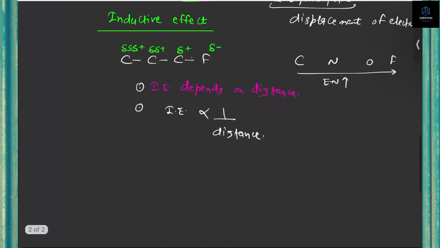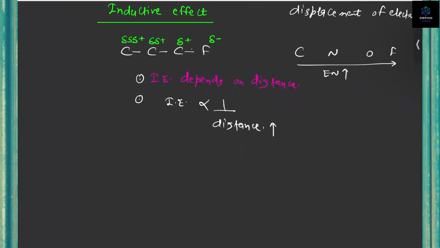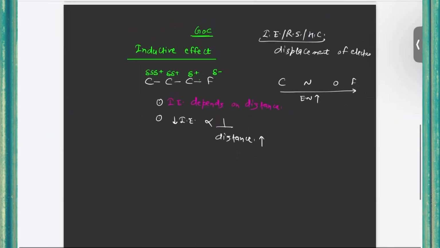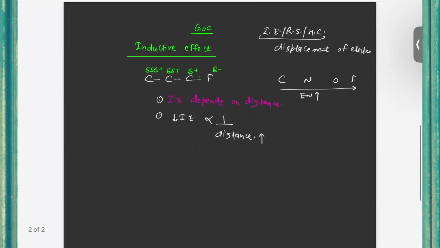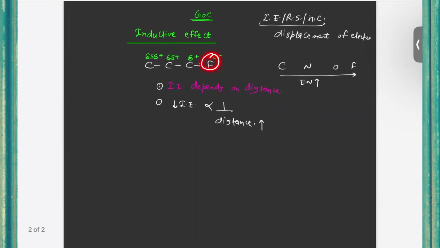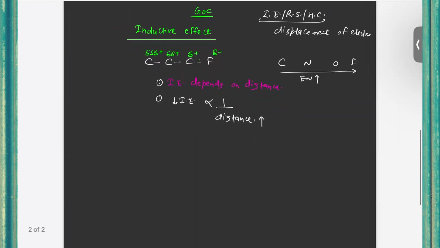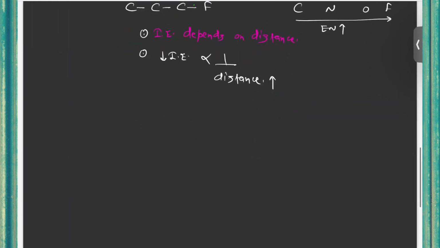Okay, so the inductive effect depends on distance, and it is inversely proportional to distance. As the distance increases, the inductive effect will decrease, right? And I told you it is a displacement of electrons. So a group can donate electron density, or a group can withdraw electron density. Both things can happen, right?